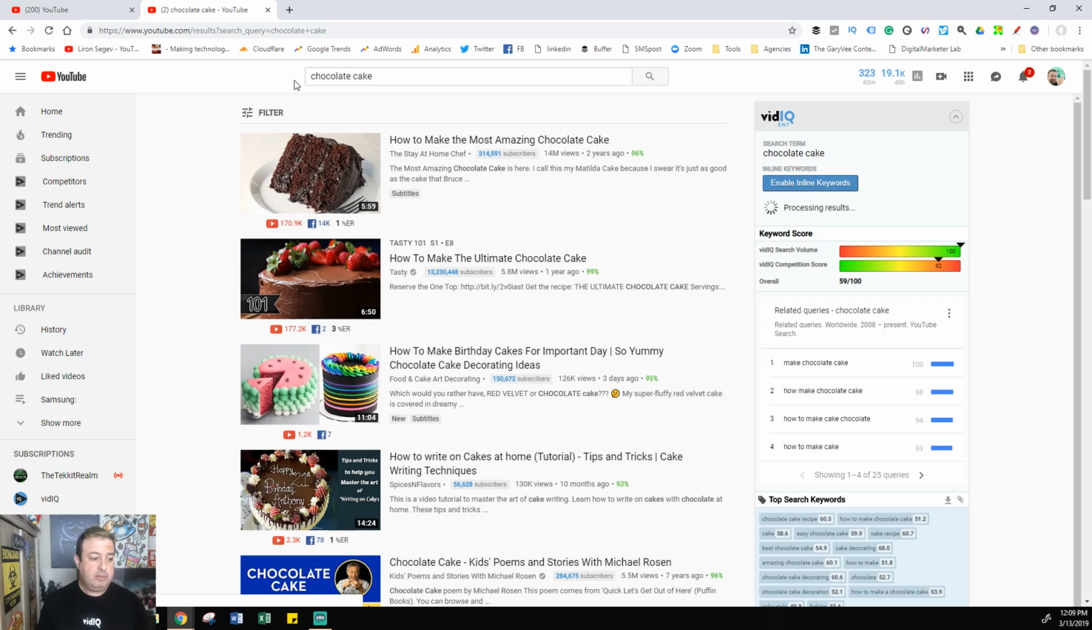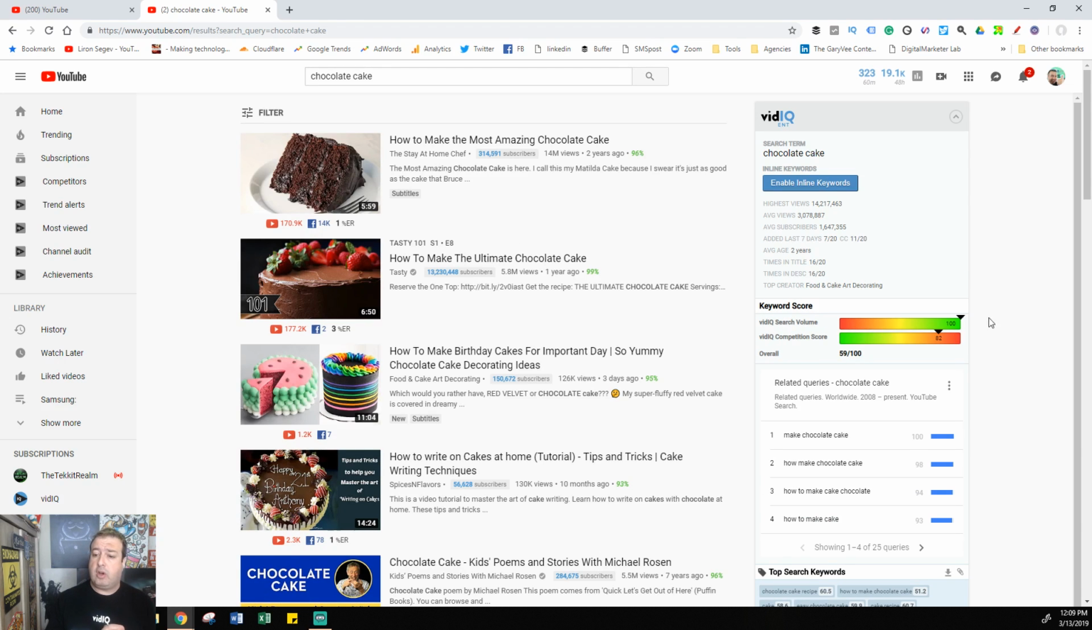A couple of things. The first thing I'm looking for is on the right-hand side. I want to understand the search volume. In other words, how many people actually care about this topic called chocolate cake? Is it one person or is it lots? Once I know there's lots and lots of search volume, essentially that means there's lots of people looking for this content. Great, thumbs up, so far we're good.